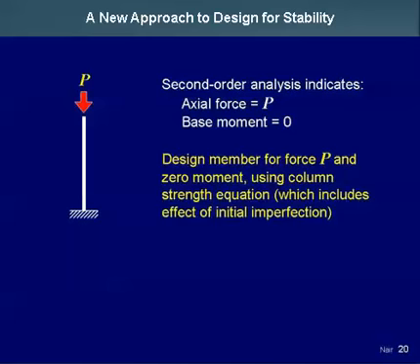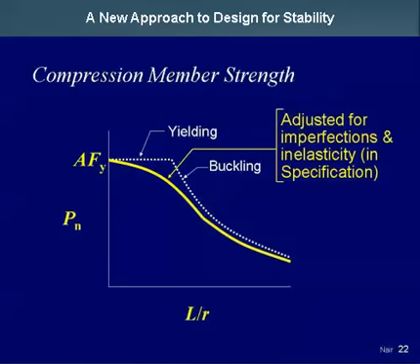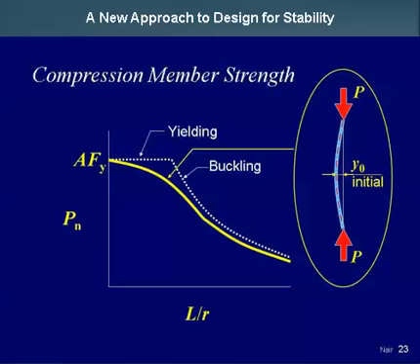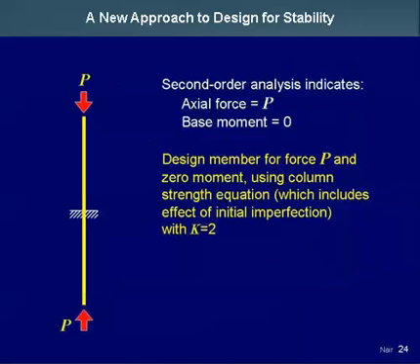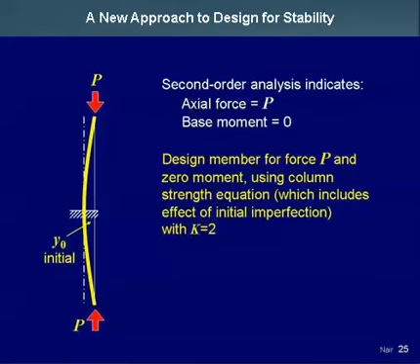Now design this member for force P and 0 moment using the usual column strength equation, but do it with a k of 2. That is what you were required to do traditionally. And of course this is the equation you're using. You're using this curve adjusted for imperfections and inelasticity. Now this curve does not represent a straight member. Remember, this traditional column curve represents the strength of a member that is slightly out of straight, like that, by y0. So in effect, when you design this straight member, you are actually not designing a straight member, you're designing this one.